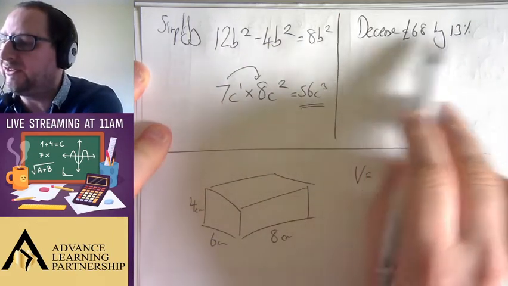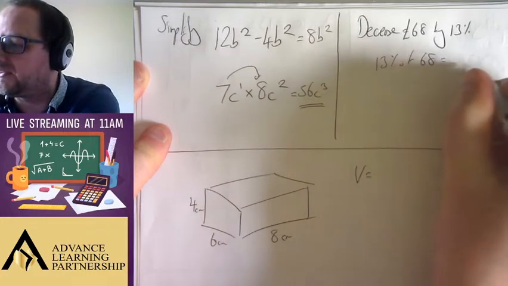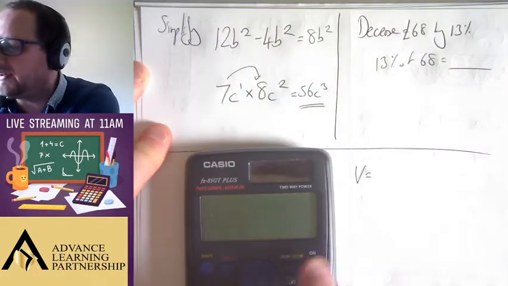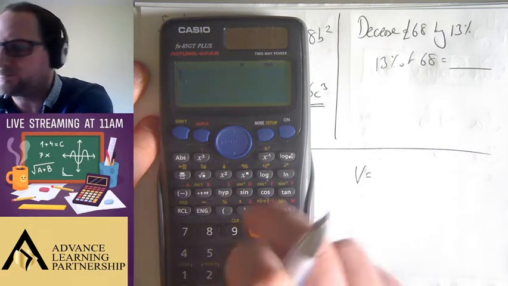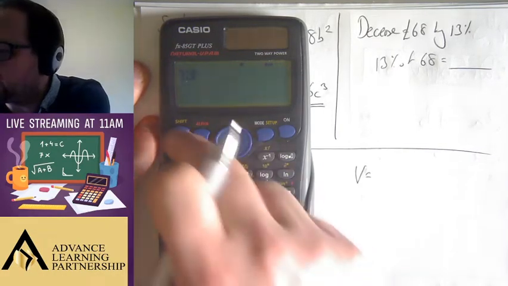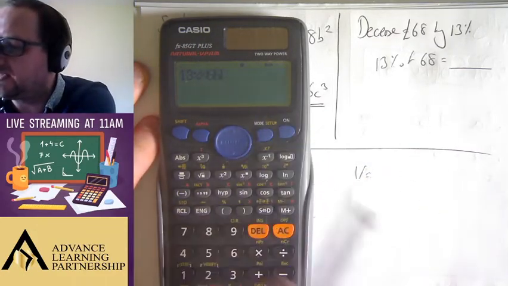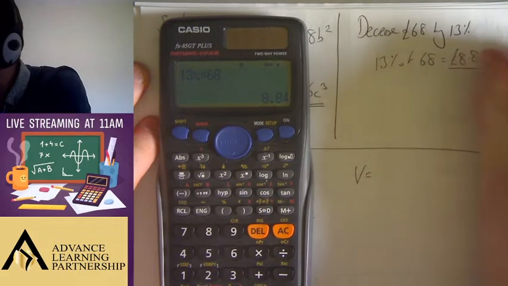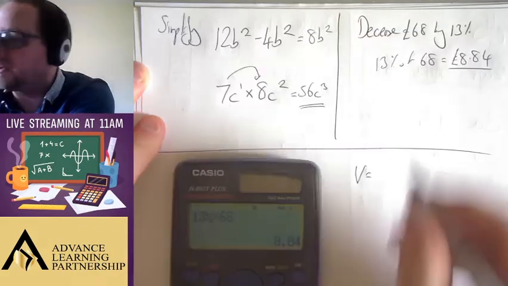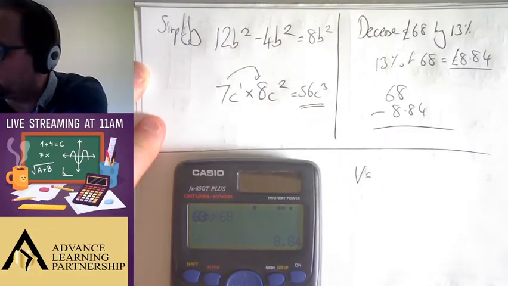We're decreasing 68 by 13%. Well, hang on a minute. Let's find 13% of 68 first of all. You can divide that by 100 and times by 13 if you're using an iPhone. But I'm going to use the Casio shift to get the percentage key. So I've got 13%, times that by 68, and that gives me £8.84. This is a decrease this time, a decrease question, so I'm subtracting.